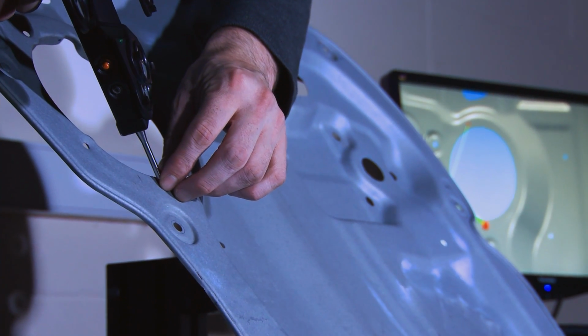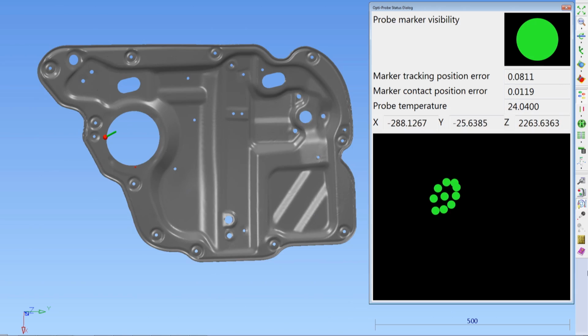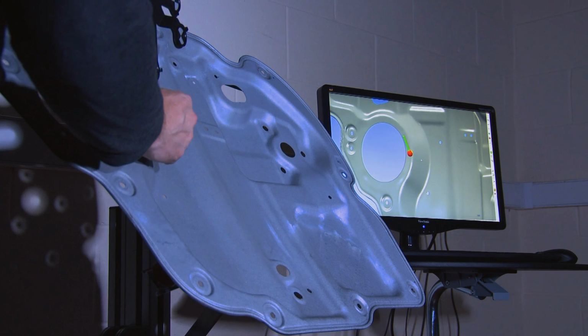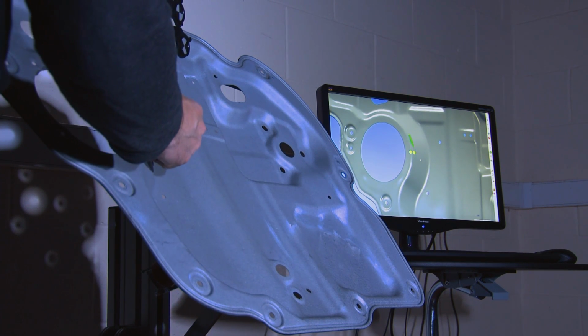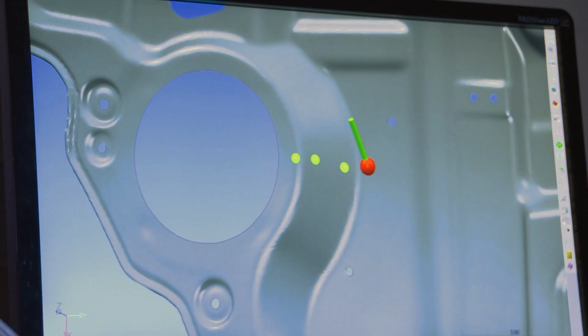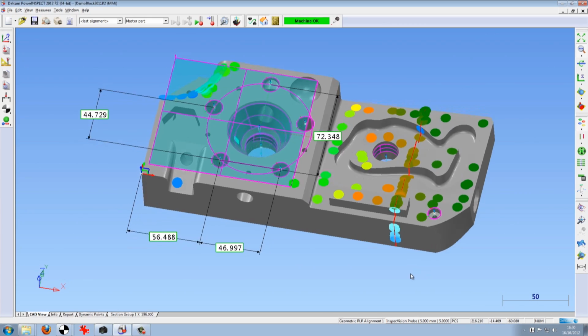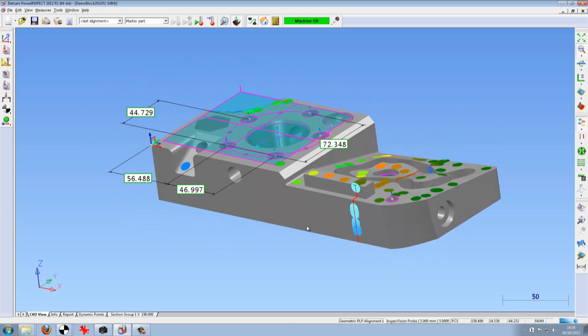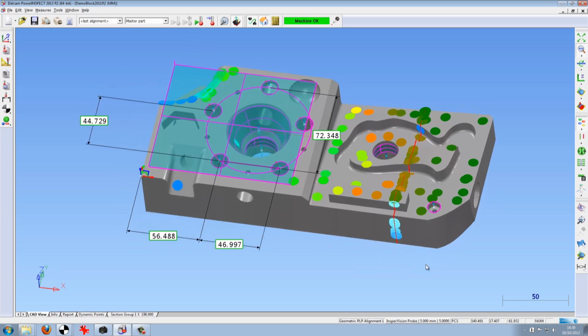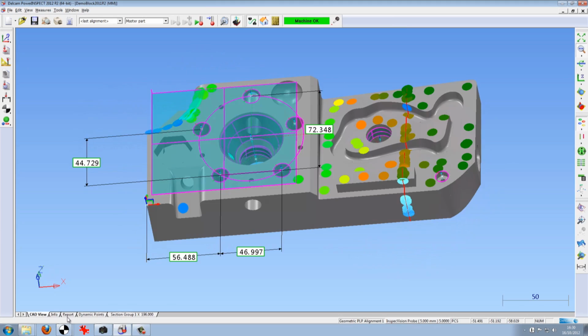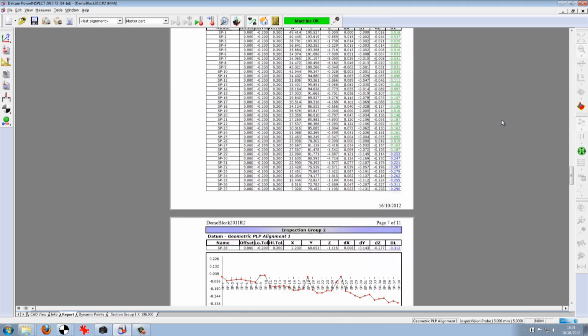One great feature is the live accuracy feedback that the OptiProbe displays as it measures. With each measurement taken, the calculated accuracy is displayed. The software instantly notifies the user should the accuracy fall below a predefined limit and suggests recalibration. Using the included DelCam Power Inspect software, the measurement points can then be compared against the CAD model and user-defined inspection reports can be generated.